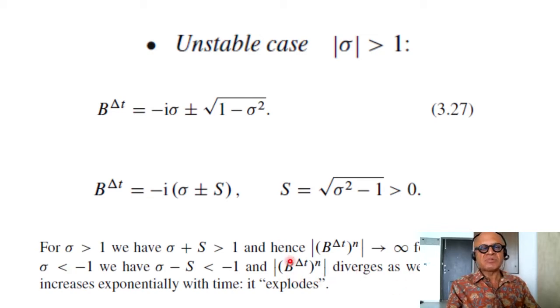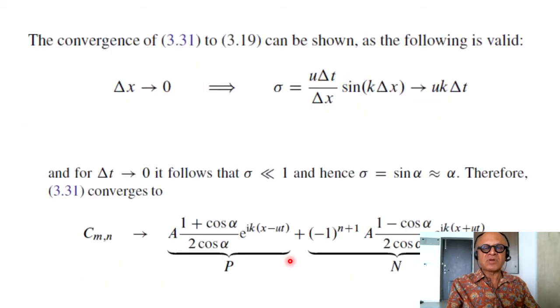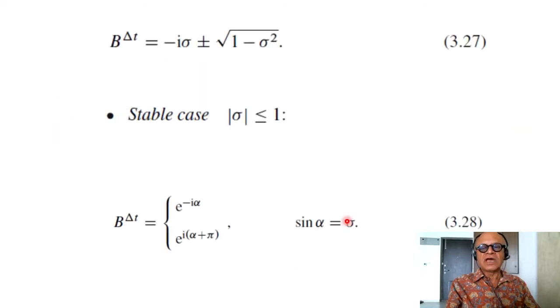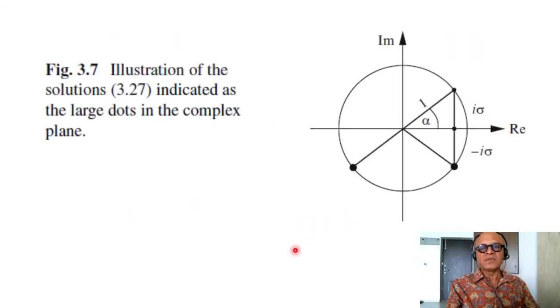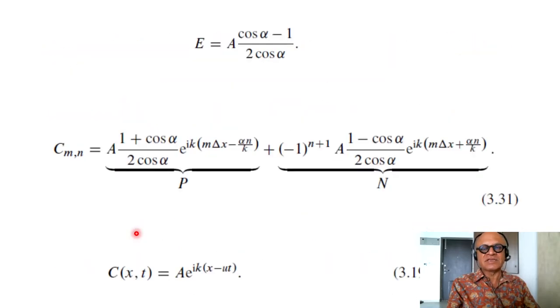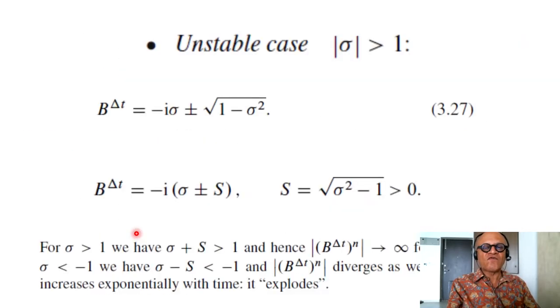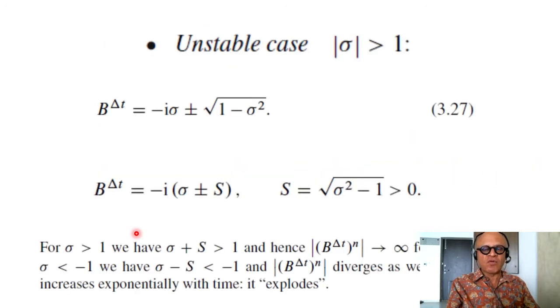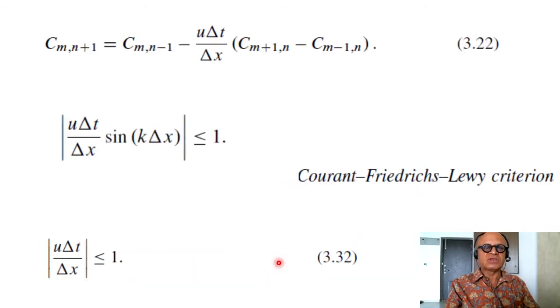Okay, so remember sigma. What is sigma? You remember? Sine alpha is our sigma. So this is the original sigma, u delta t over delta x times sine k delta x. Basically, it's an indication of how fast the numerical signal is moving when we integrate forward. Okay, sorry for flipping back and forth, but basically, if magnitude of sigma is greater than 1, then the solution explodes, which is not what we want.